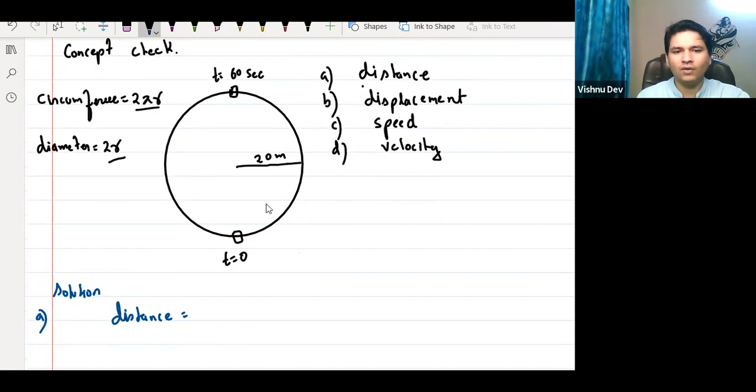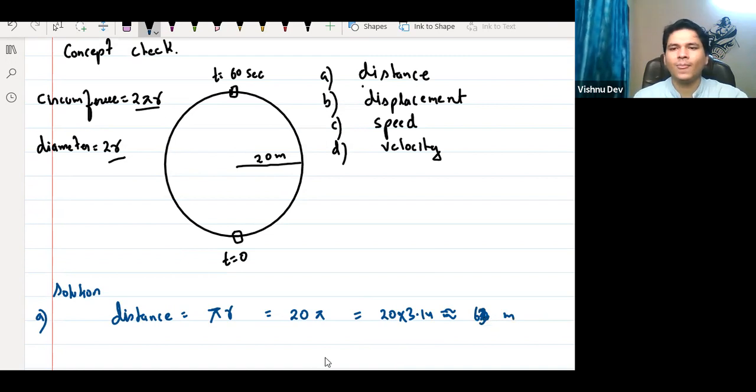Now the total length is 2 pi r. So what is the half length? Tell me. If the total length is 2 pi r, what is the half length? Half length would be pi r. Yes or no? Which is equal to 20 pi. So distance is equal to 20 pi. Now, if you put the value of pi as 3.14, it would be approximately 62 or 63 meter. This is the distance.